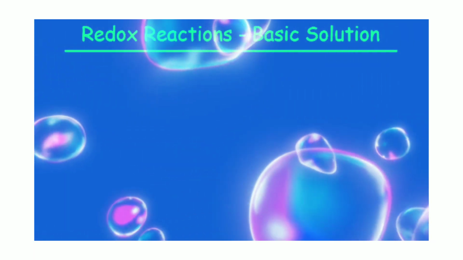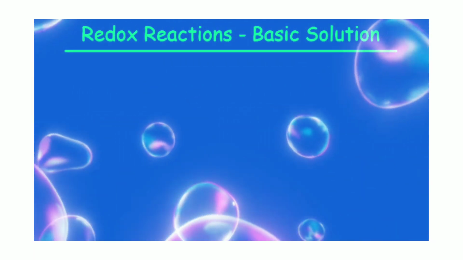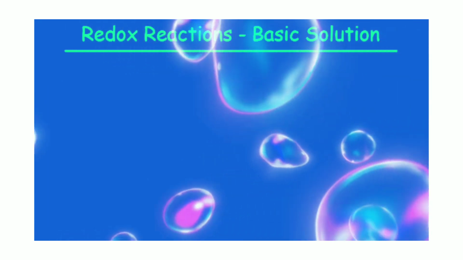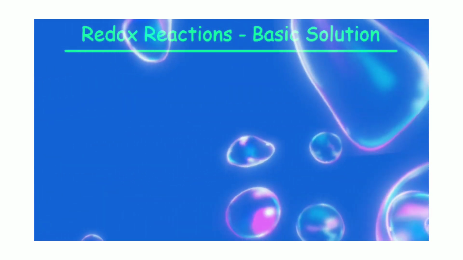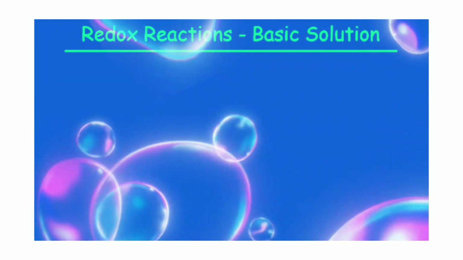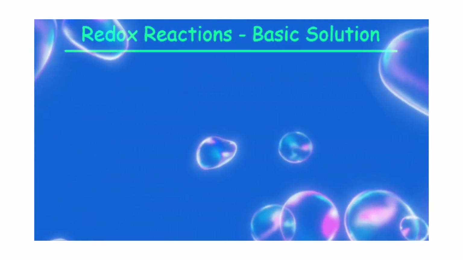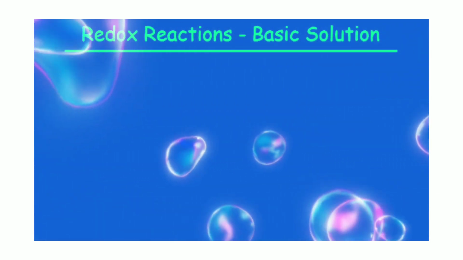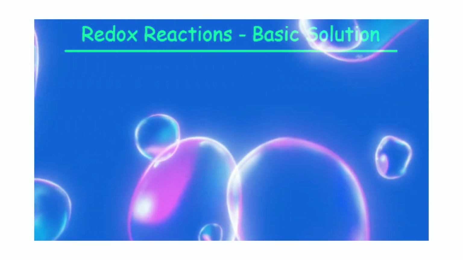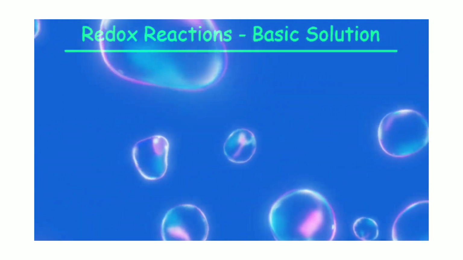In this video, we're going to focus on balancing redox reactions, but within basic solutions. So what we're going to do first is balance it under acidic conditions, and then we're going to add hydroxide to both sides, and it's going to work out as if we balanced it under basic conditions. So let's begin. Let's start with this reaction.